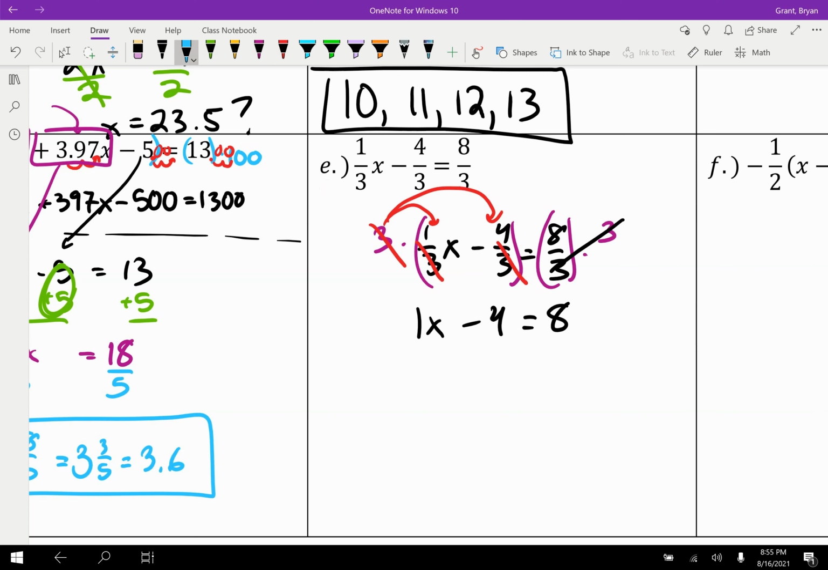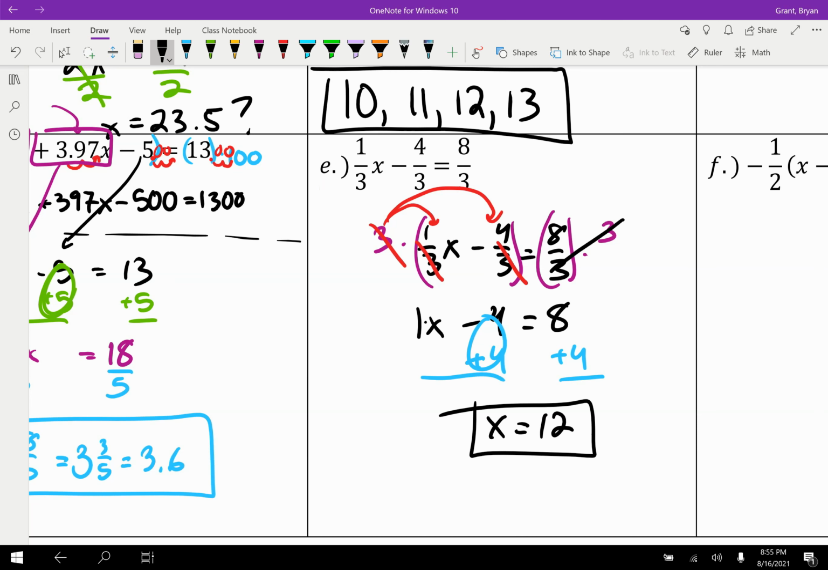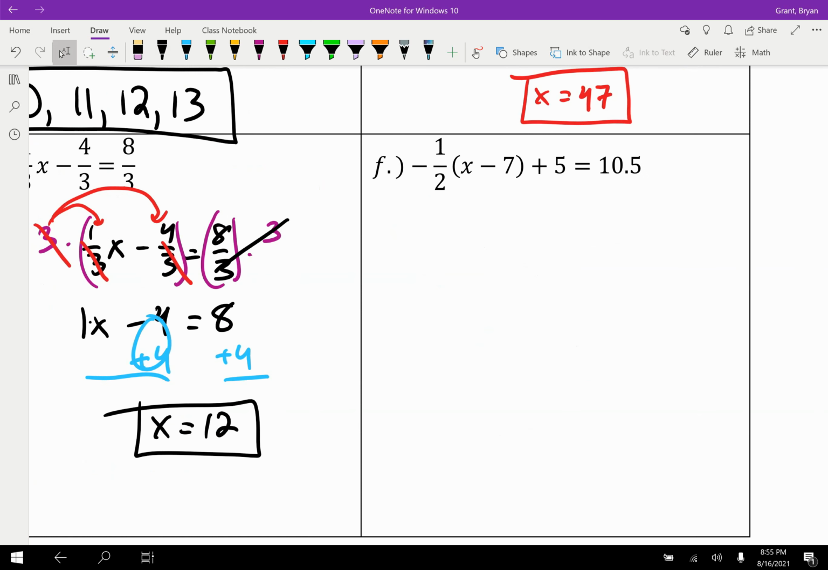All right, let's add 4 to each side. That's our SADMEP process. And instead of 1x, we know we can leave the 1 off. That's just x equals 12. Awesome. Okay, last but not least, this guy over here.